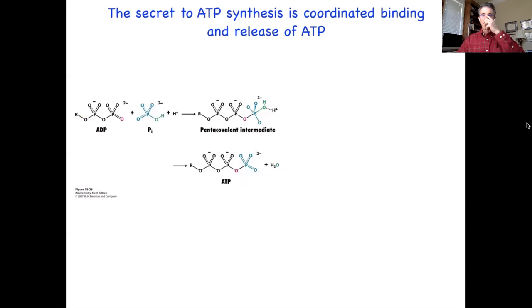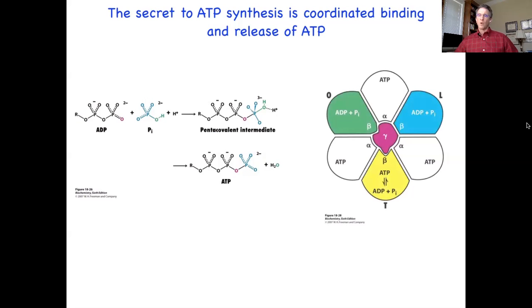Okay, well, this is Boyer's idea. His hypothesis was that three of the subunits, and it turns out it's the beta subunits in F1, are going to exist in three possible conformations when this machine is active. Now, the alpha subunits also bind ATP, but they're catalytically inactive. They're just structural. They bind ATP, but they don't do anything with it. It's basically just a structural component. All the business is happening on the beta subunits.